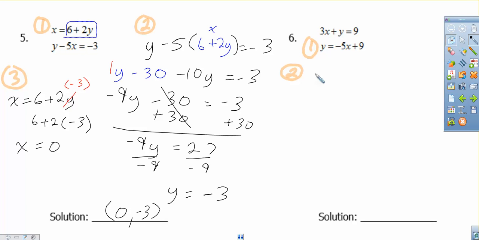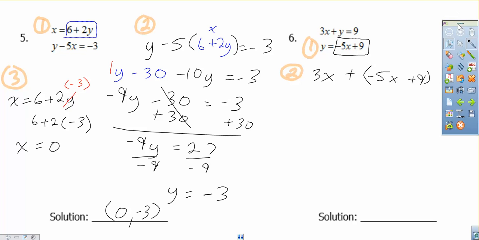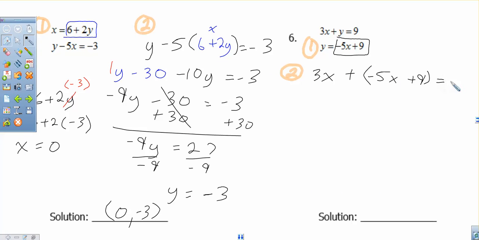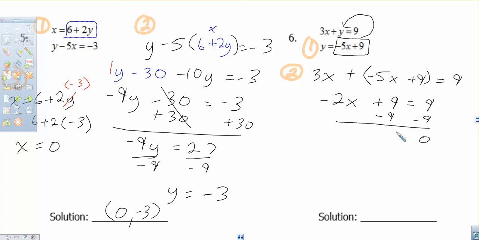Now we're going to take 3x, and we're going to plug that in, 3x plus negative 5x plus 9. Okay, and that's going to equal 9. Replacing this guy where y is. All right, if we combine like terms, that's negative 2x plus 9 equals 9. Subtracting 9, we get 0 on both sides. It's negative 2x. Dividing by negative 2, we get that x equals 0. So in our solution, we have 0, something.